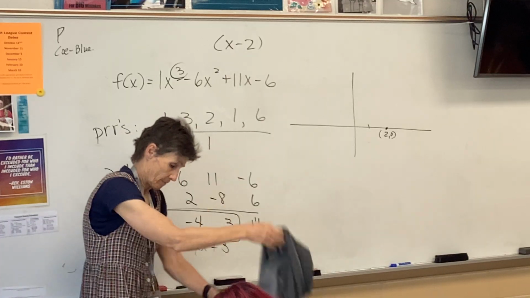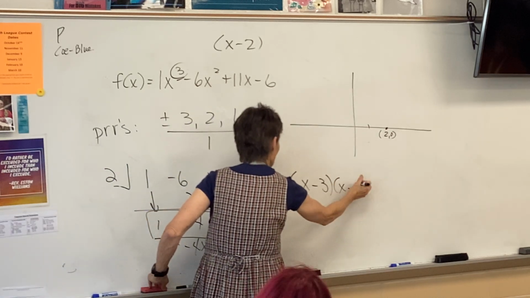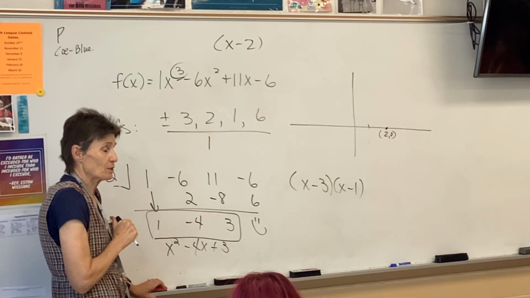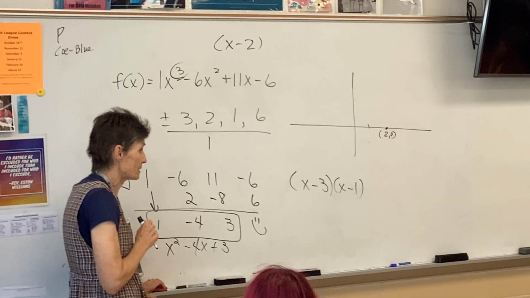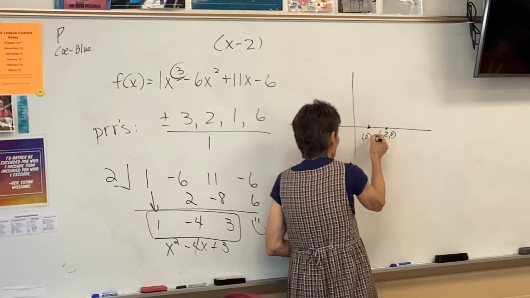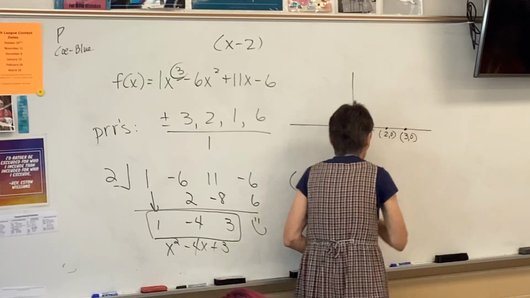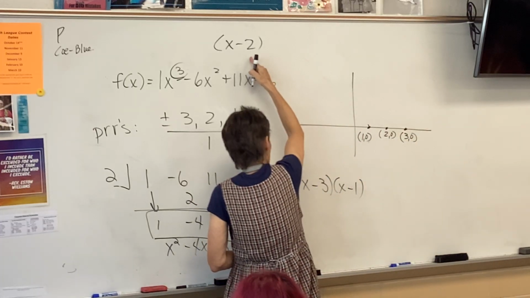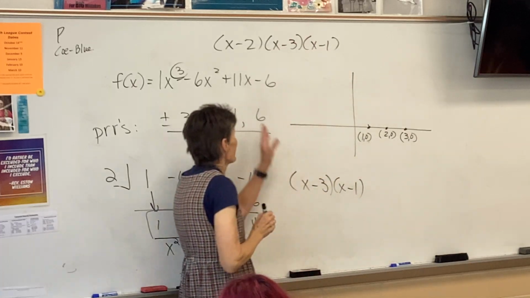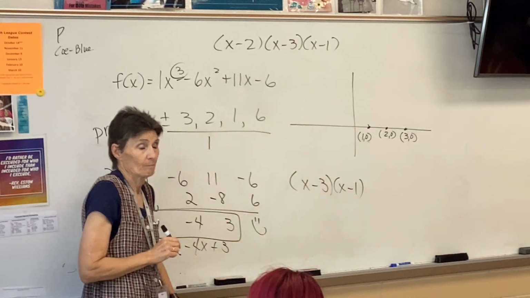How does that factor? x minus 3, x minus 1, to get negative 4. Which means, where are the other 2 dots? At 1. And where's the other one? 3. So we guessed that one, and we factored to get these two. So there are our factors. Here are our dots. Now I need to draw the picture.